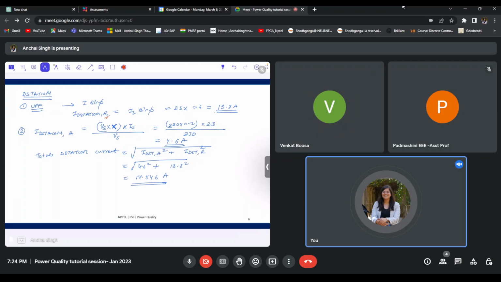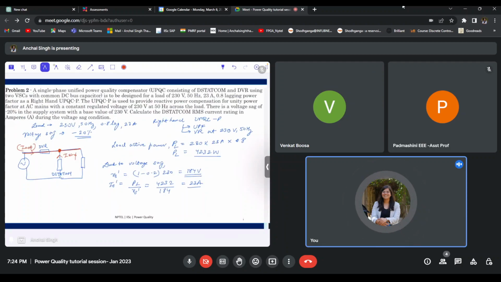So what is happening here is, because the DVR is present, if it were D-STATCOM alone, then my D-STATCOM could only take care of the unity power factor correction problem, right? And it will supply only the I sin phi component. There will be only one component of D-STATCOM. Now, due to the presence of the DVR, my DVR is taking care of voltage regulation.